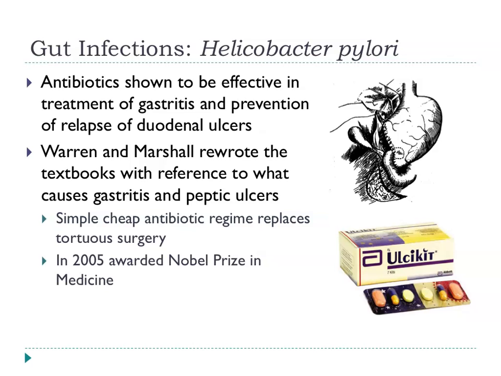Subsequent to that, antibiotics were shown to be effective in the treatment of gastritis and the prevention of the relapse of duodenal ulcers. So back in the late 70s, early 80s, we started to have effective treatments for duodenal ulcers with things that suppress acid production for the first time. But whenever you stopped those, the thing came back. But now it was shown that if you take away H. pylori, you prevent that relapse. And in effect, Warren and Marshall rewrote the textbooks with reference to what causes gastritis and peptic ulcers.